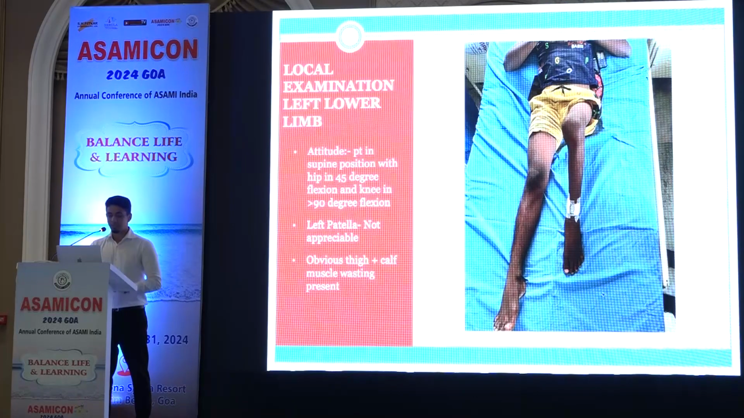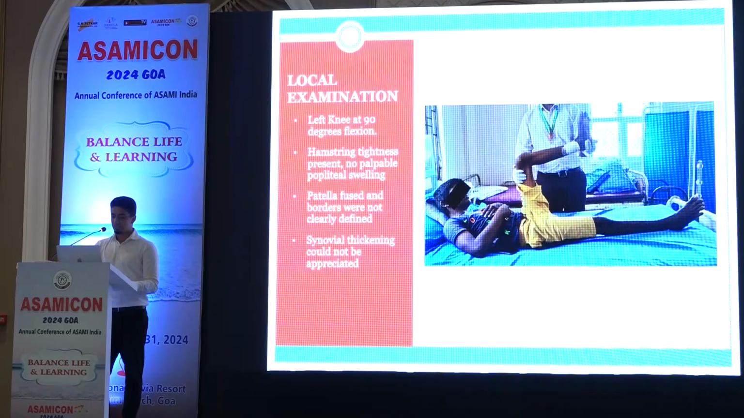Local examination. The patient in supine position with the hip in 45 degrees of flexion and the knee with more than 90 degrees of flexion. The borders of the left patella were not appreciable. There was obvious thigh and calf muscle wasting. The left knee had a 90-degree flexion deformity. Hamstring tightness was present, with no palpable popliteal swelling. The patella was fused over the femoral trochlear groove and the borders were not clearly defined. Synovial thickening could not be appreciated.